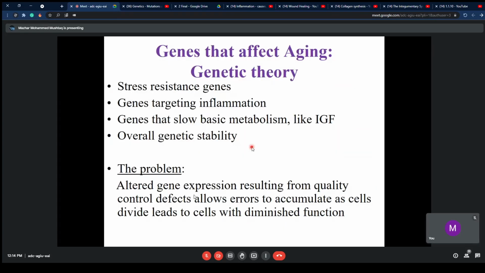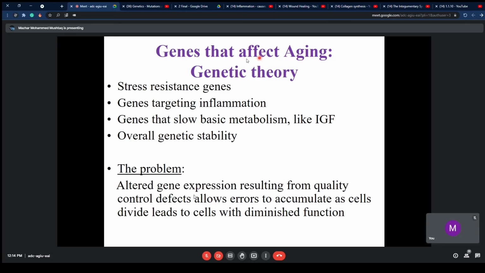Genes that affect aging are called the genetic theory, and you have stress resistant genes, genes targeting inflammation, and genes that slow the basic metabolism, like the insulin growth factor, and overall genetic stability. So all these are the factors that are going to affect, or increase, the aging process if anything in the gene is damaged. Ultimately one could end up with aging. So what is the problem here?